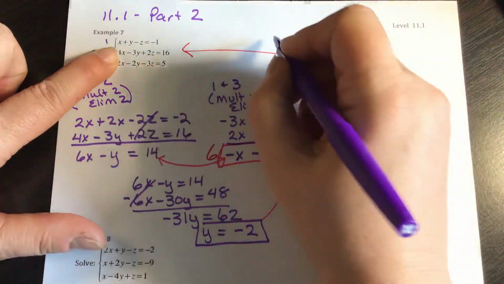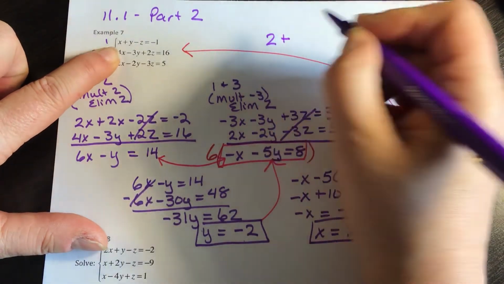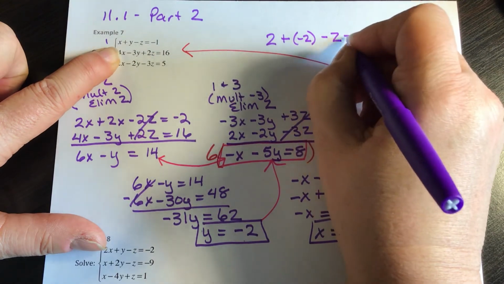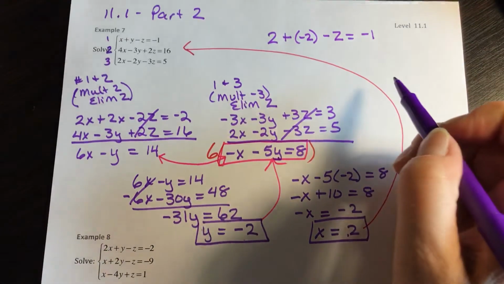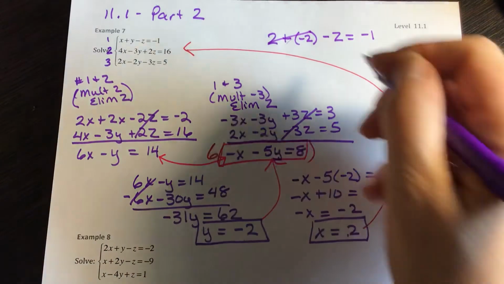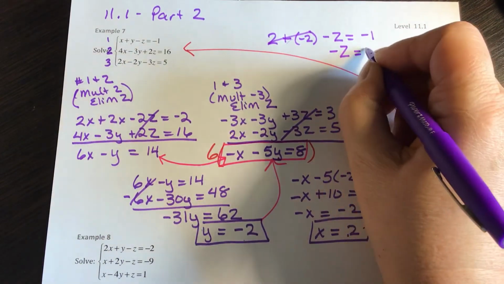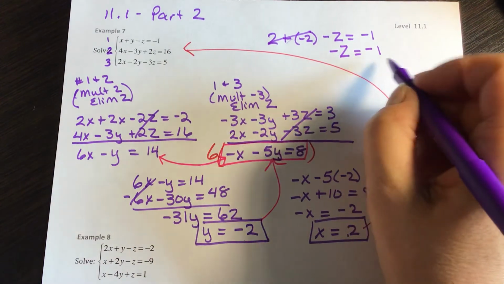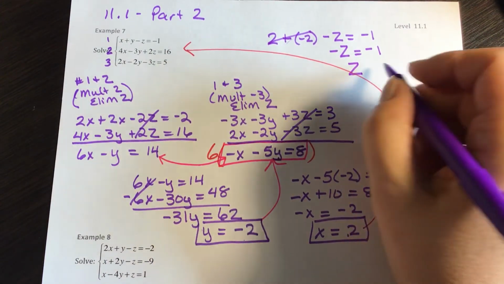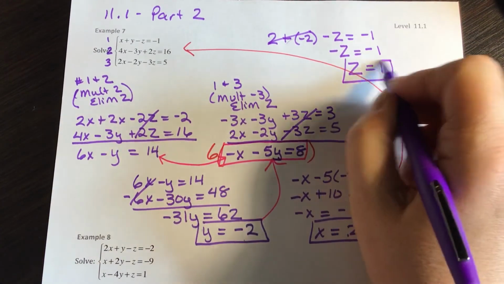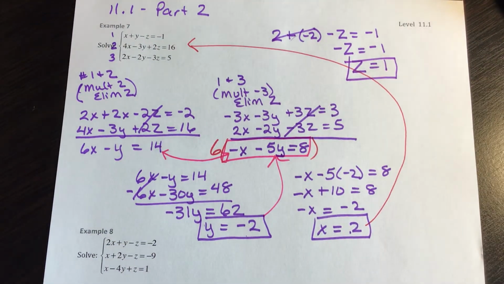I know x is 2, plus y is negative 2, minus z is negative 1. Well, this is 0, so I have 0 minus z, which is negative z, equals negative 1. And if I multiply both sides by negative 1, I have z is 1. All right, so I have a solution for x and y and z.